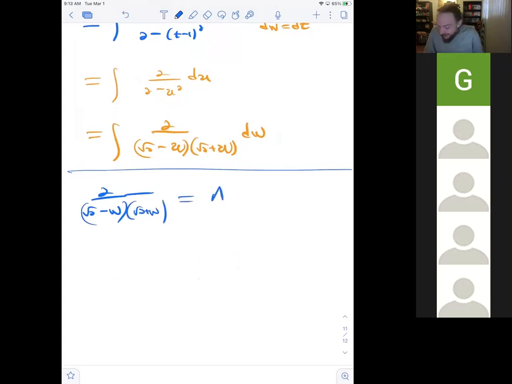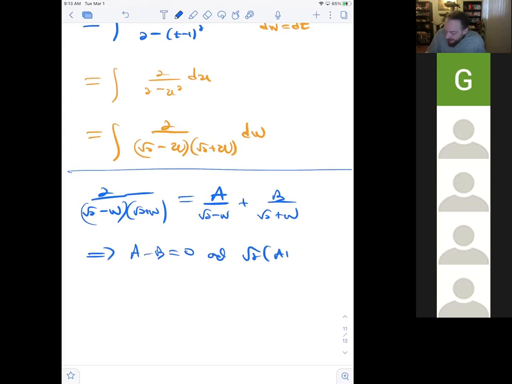This is going to be a guess of, we have two linear terms, A over root 2 minus w plus B over root 2 plus w. We'll get two linear terms. And what we get from this is that, long story short, A minus B is 0, and root 2 A plus root 2 B is equal to 2. And that says that A equals B equals 1 over root 2.